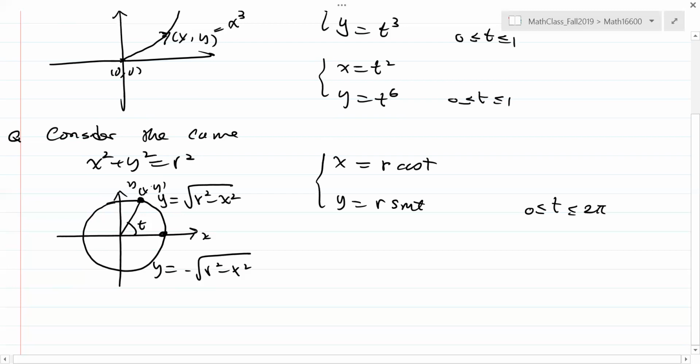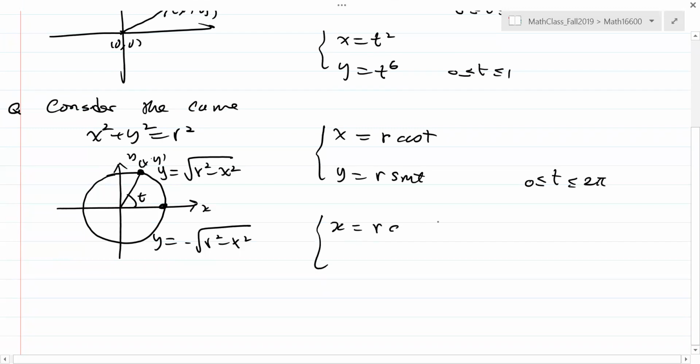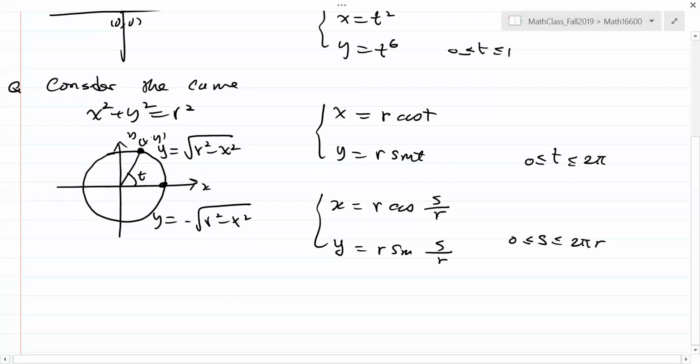Again, this is not a unique parametric representation. I can also use another one. It's x equals r cosine of s over r, y equals r sine of s over r. Then this time, s is between 0 and 2 pi r. Not divided by 2 pi, s is divided by r. Okay, that's my mistake. You can modify the parameter. So when s equals 2 pi r, then you get cosine 2 pi, and you get back to the starting point.